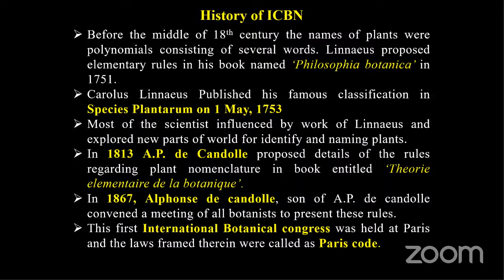So for that purpose, Alphonse de Candolle decided that we have to bring all the botanists onto a single platform, and he organized the first International Botanical Congress in 1867. This first International Botanical Congress was held at Paris. And the code, or whatever rules were decided in that Congress, is considered the Paris Code.